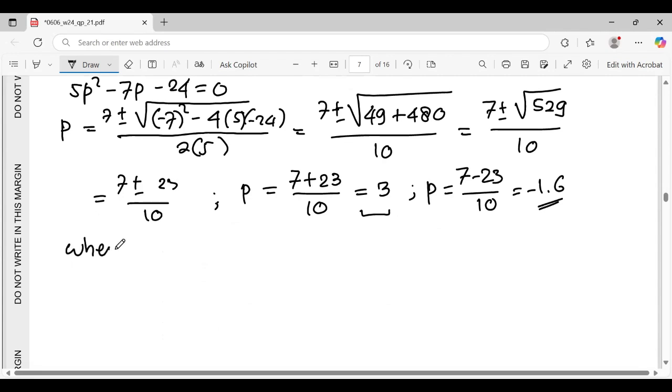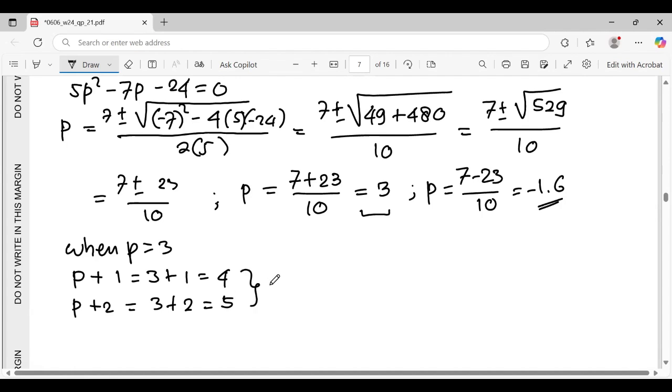When p equal 3, based on the statement, p plus 1 is equal to 3 plus 1, 4, and p plus 2 equal 3 plus 2, 5. All of these results are positive. So it means we can state that p equal 3. This is the solution.